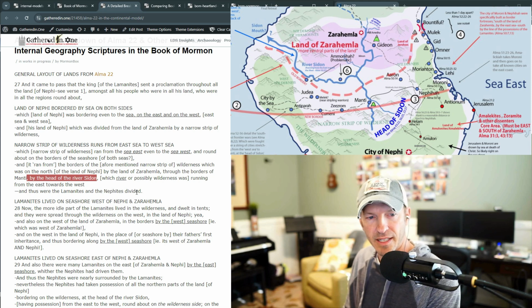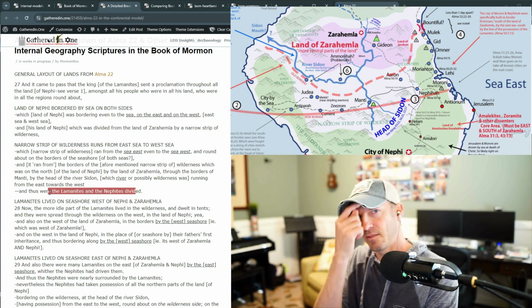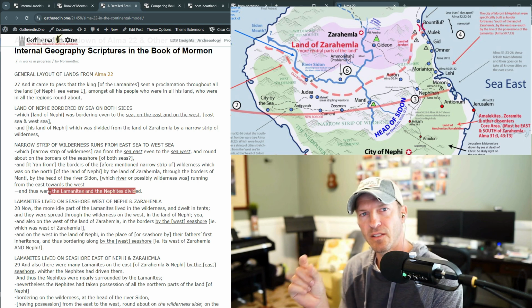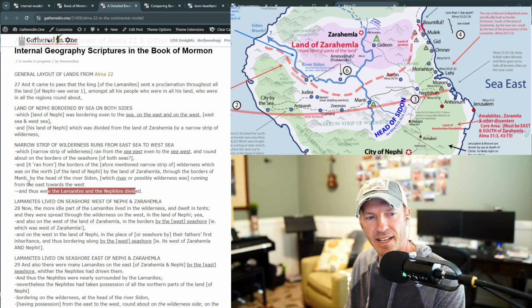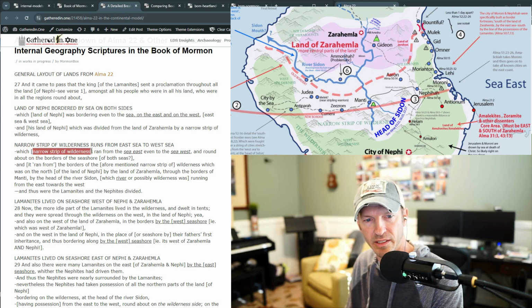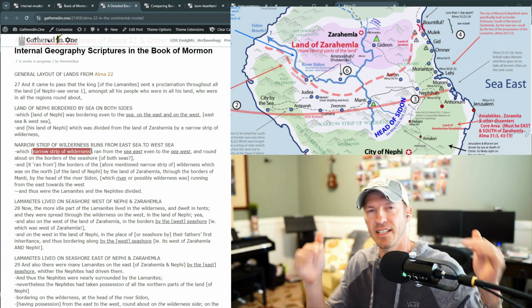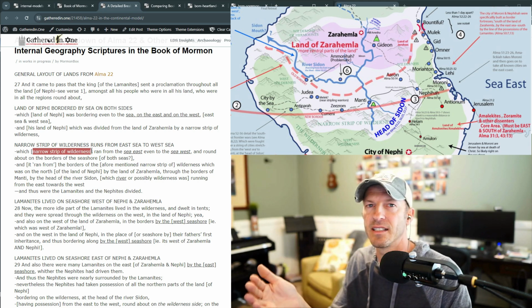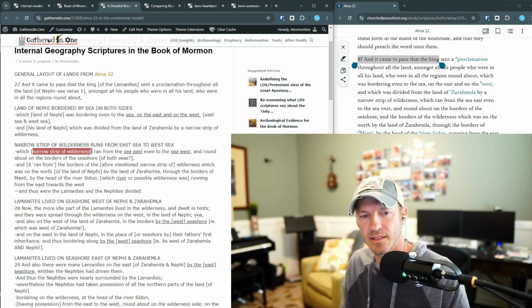And thus were the Lamanites and the Nephites divided. Okay? So we need to just specify here that the land of Manti and the head of the river Sidon is part of this narrow strip of wilderness, which runs from sea east to sea west, that divides the lands of the Nephites and the lands of the Lamanites. Okay? Does that make sense?